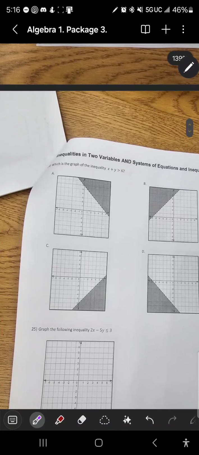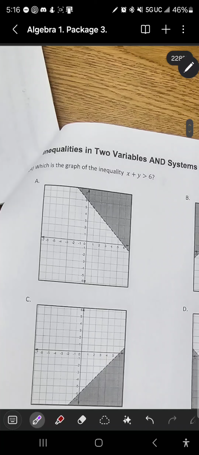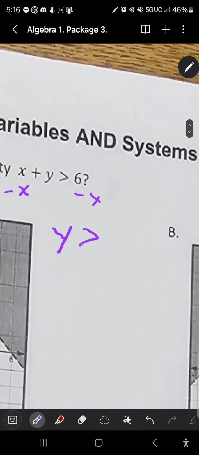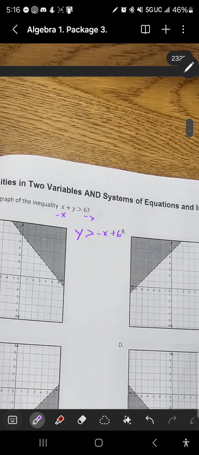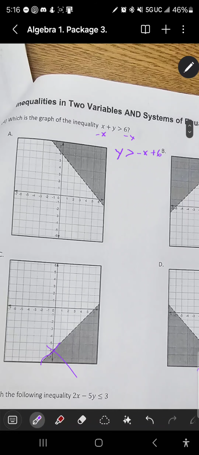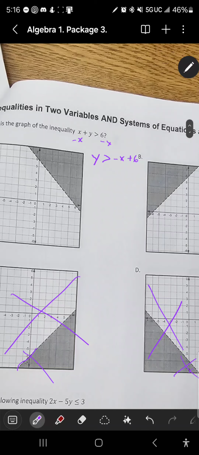Let's continue. Which is the graph of this inequality? Okay, for this inequality, what I will do is what I did before, make it in slope intercept form. So we're going to subtract x from each side, and we get that y greater than negative x plus 6. So we know that the y-intercept is 6. So this is out because it's negative 6. This is out because this is negative 6. So we are looking between A and B.